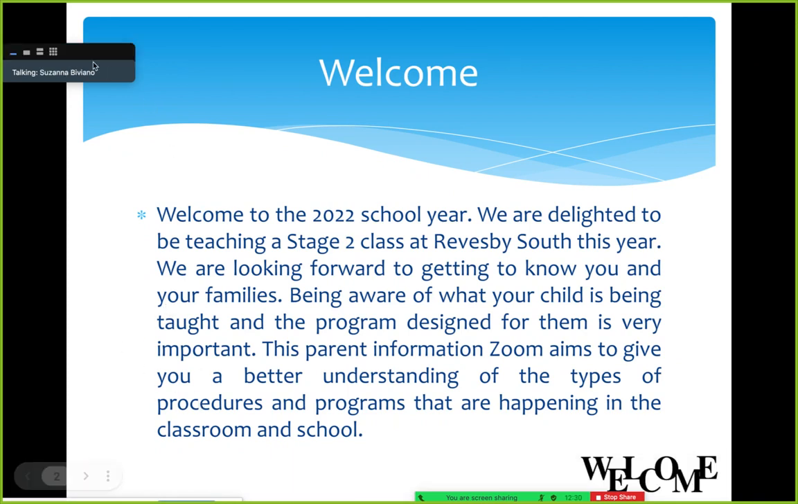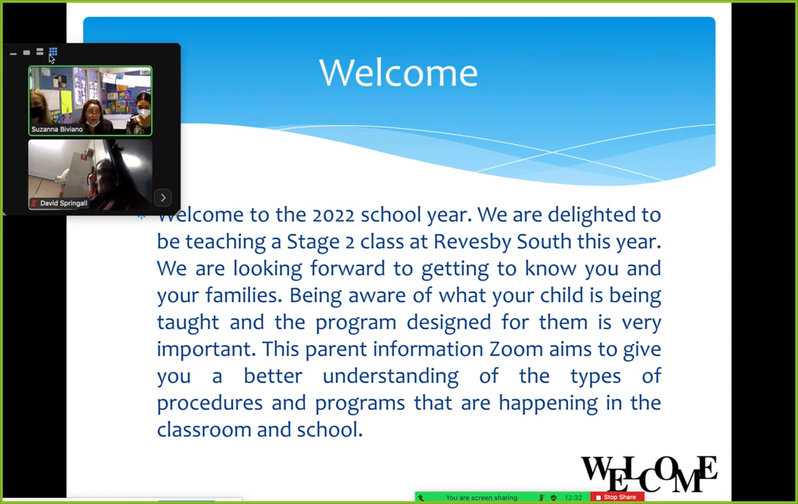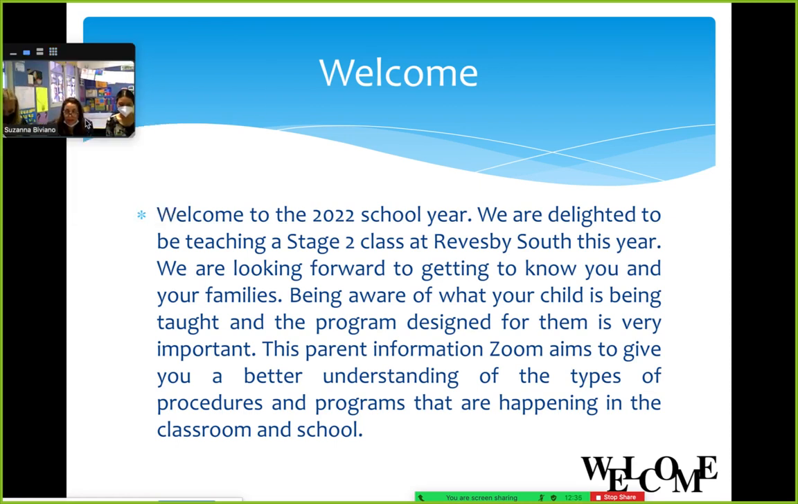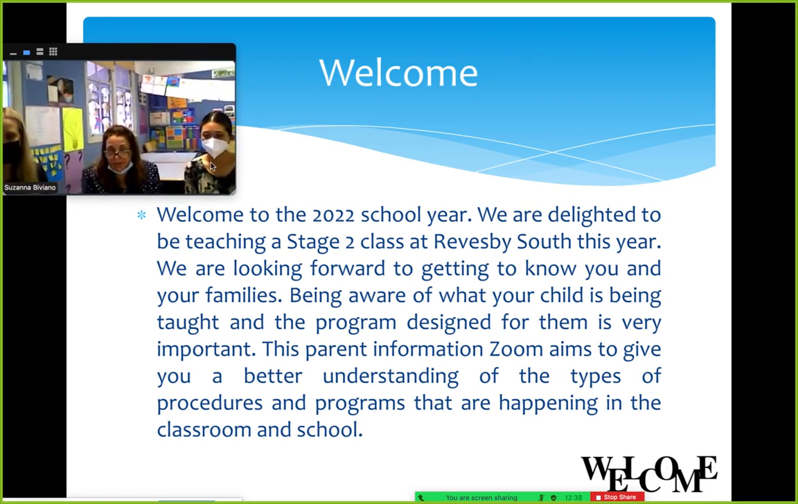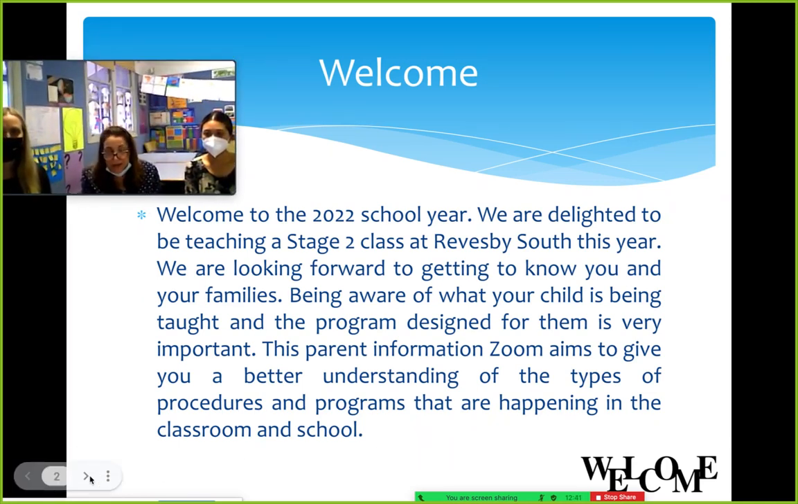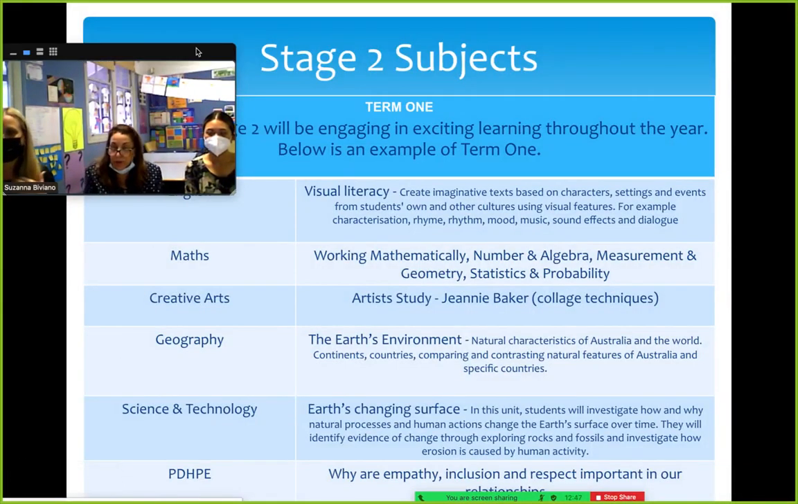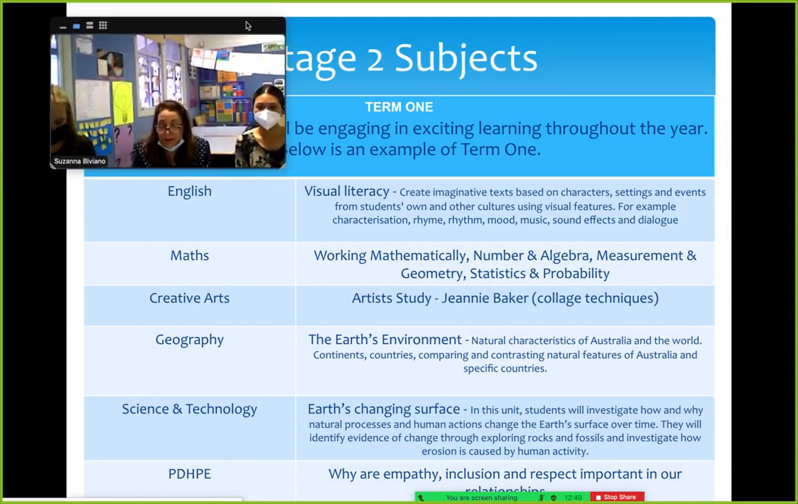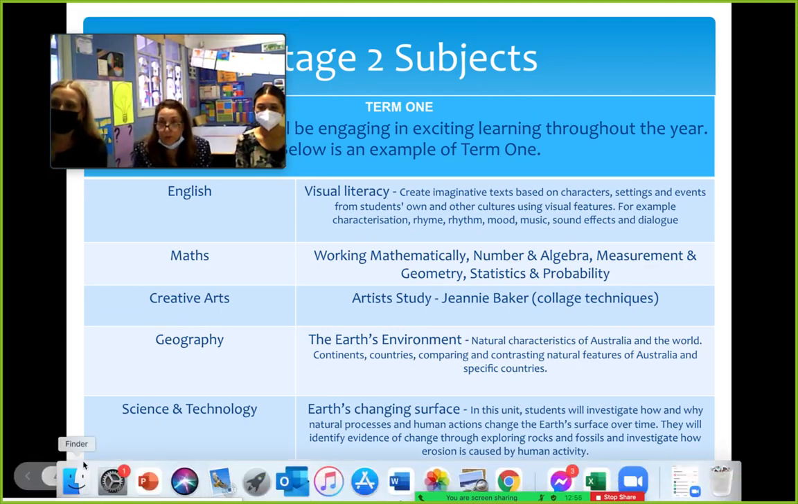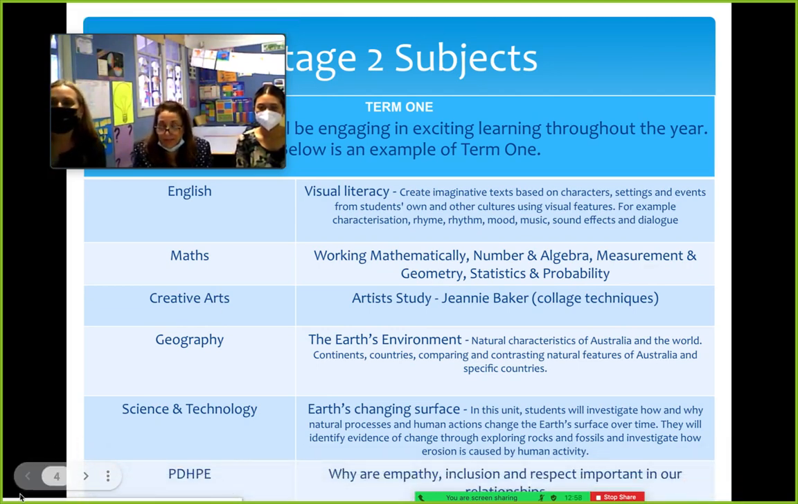The Stage 2 subjects this term in Stage 2 will be engaging in exciting learning throughout the year. And below are some examples of the learning that will be taking place. And these are just the key areas. So in English, we have visual literacy, where we are going to create imaginative text based on characters, settings and events from students' own and other cultures using visual features. For example, characterisation, rhyme, rhythm, mood, music, sound effects and dialogue. And the children are so engaged at the moment with our visual literacy and what we're doing in English so far this term.